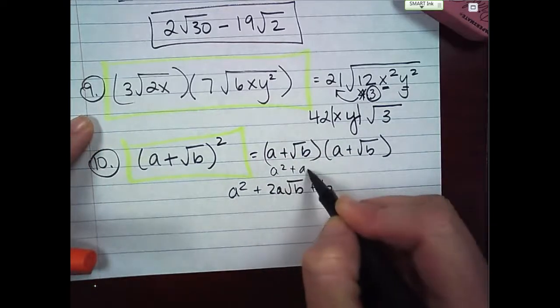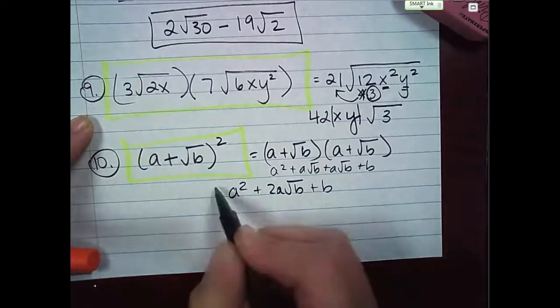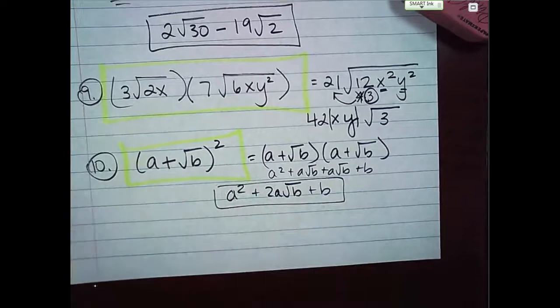A squared plus a root b, plus another a root b, plus b. Okay? Have to FOIL them out. Write them twice. Alright, that's all for today.